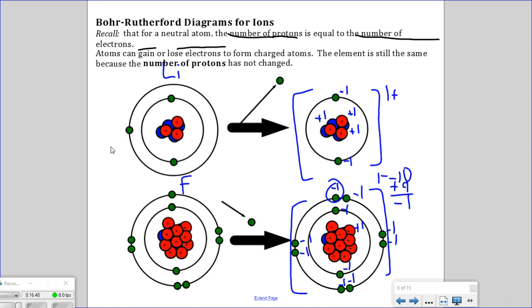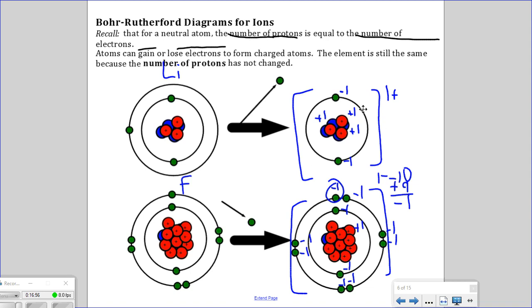But in this case, lithium is only going to lose just 1 electron. And when it loses that 1 electron, all that's left is that first orbit. We've gotten rid of this second orbit now. We don't need to draw that.